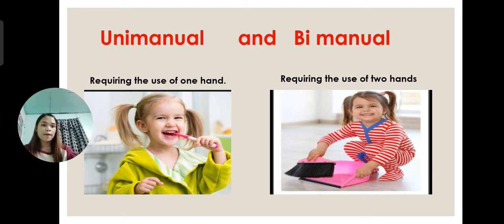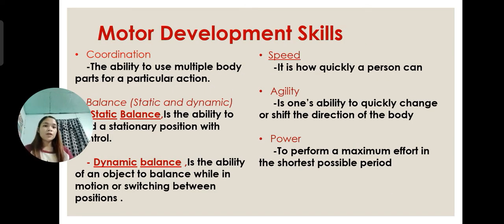So that is it. And motor development skills: there is coordination, the ability to use multiple body parts in a particular action. For example, climbing, like climbing stairs or benches, or whatever they can climb, which describes the coordination of the different body parts in a motor skill.